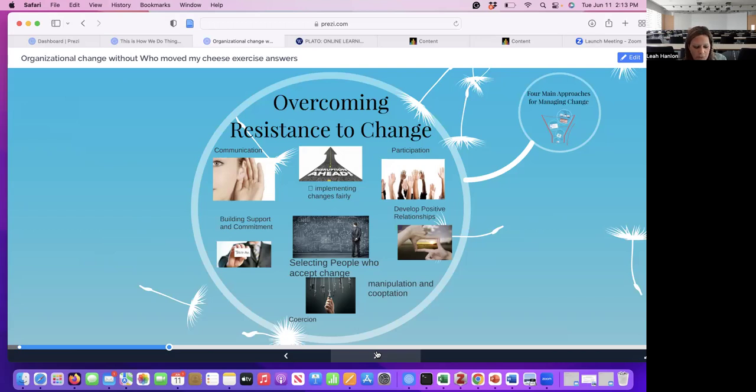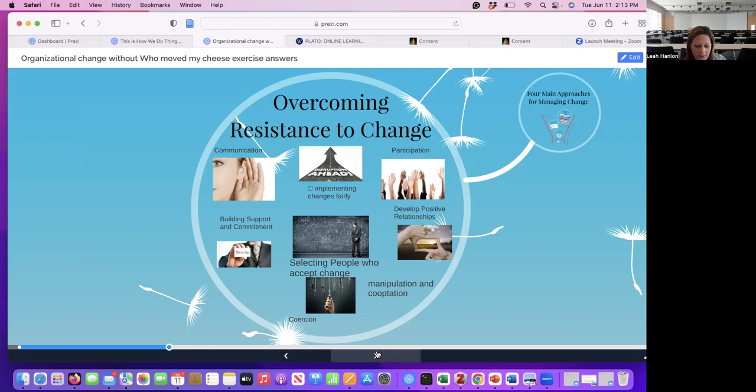Another way to do this is by choosing the right people. I talked earlier about how important interviewing and selecting the right people is. The other reason for that is that they might be more accepting to change if you choose people who are more likely to adjust to change. So remember personality, choose people that are more adaptable to change.